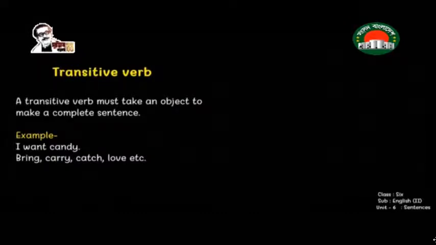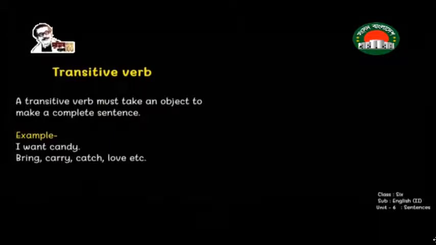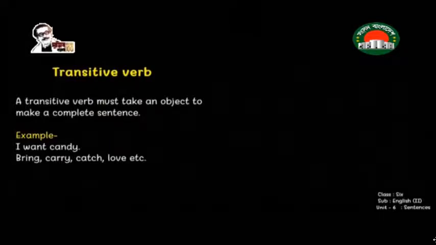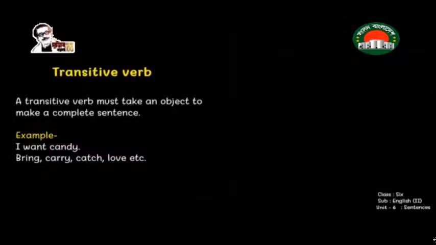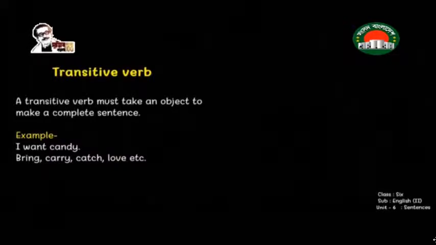Okay? So this is not a complete sentence. The sentence must take an object. I want. I want what? I want candy. Now it's complete because it answered the question what about the verb want. So there are some more transitive verbs like bring, carry, catch, love, because after bring, carry, catch or love, we need to write what we need to bring or carry or catch or whom we love. So these are the transitive verbs.